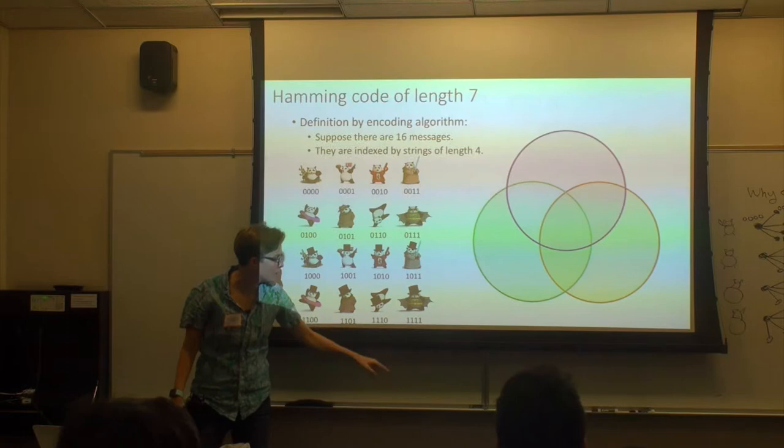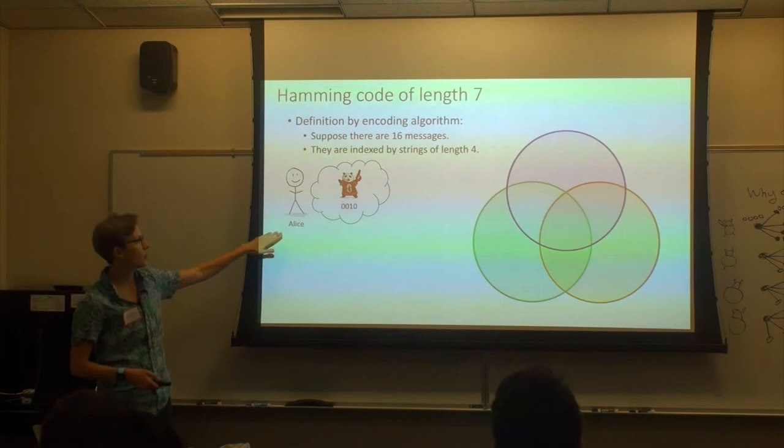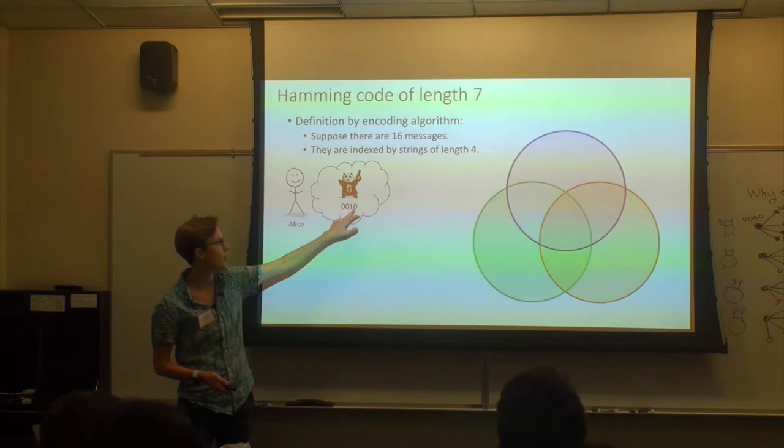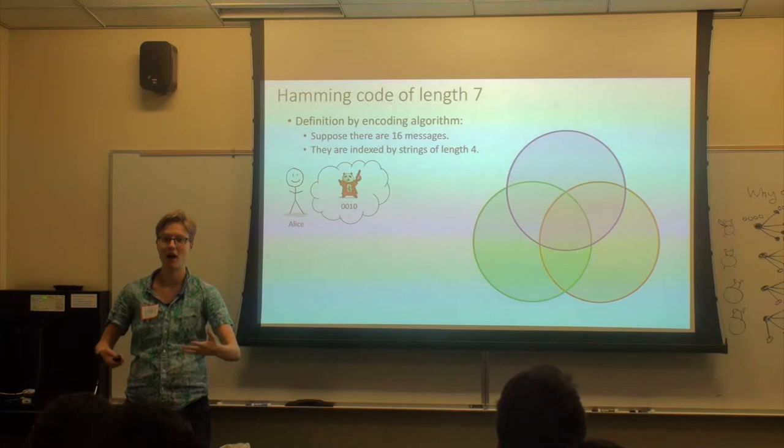So now suppose that Alice wants to send the message go cardinal. So go cardinal corresponds to 0010. So how is she going to encode this? I'm going to give you an algorithm to do the encoding, and this will define what the code is.